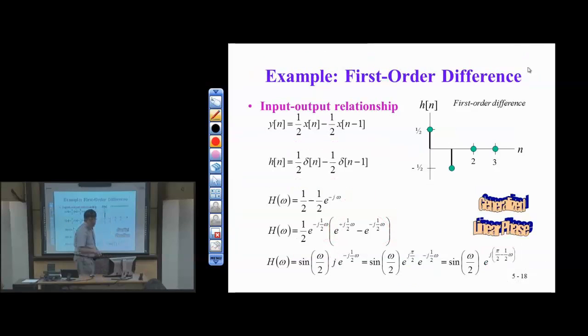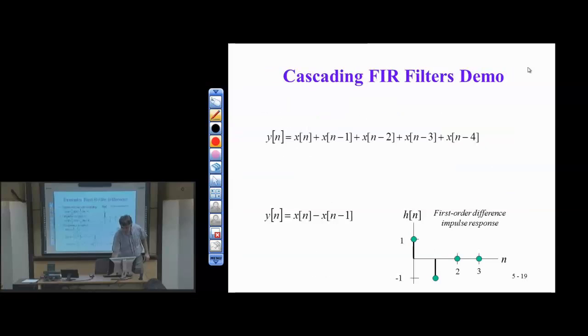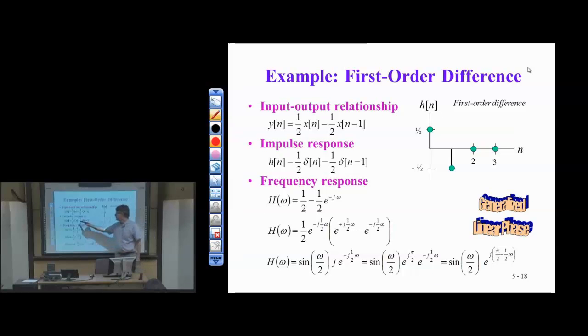Now, first-order difference, you do the same kind of analysis. The input-output relationship is now the difference of the current input and the previous input divided by 2. The impulse response looks very similar, except I have a negative sign instead of a positive sign. Same story for the frequency response, and I can also factor out the phase shift corresponding to the midpoint.